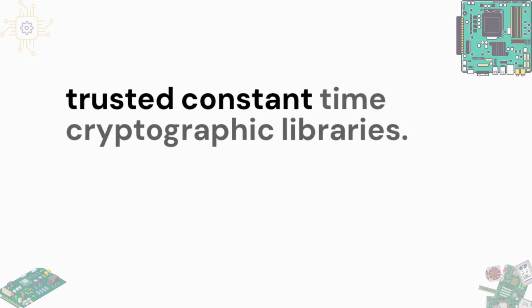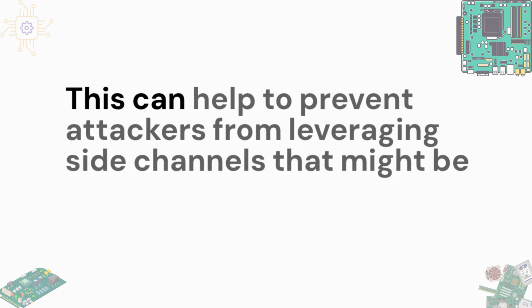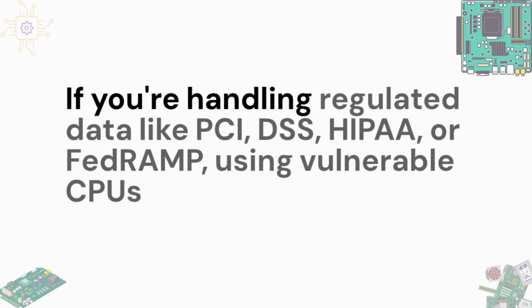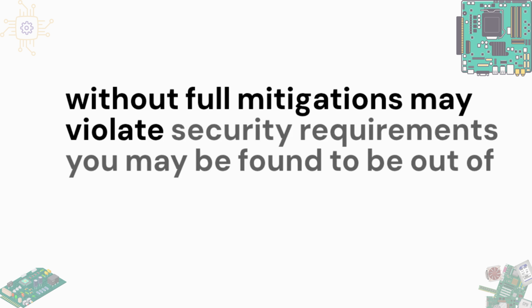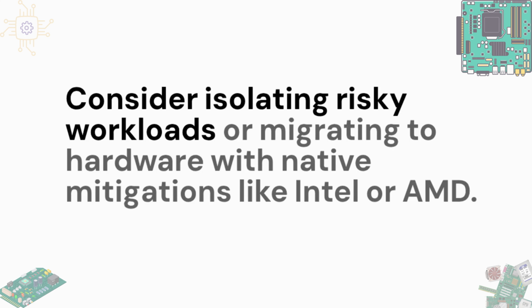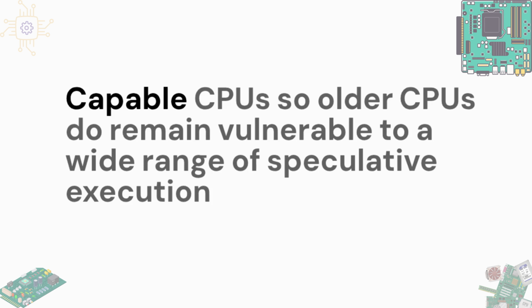And use trusted constant-time cryptographic libraries. This can help to prevent attackers from leveraging side channels that might be amplified by these speculative vulnerabilities. And consider workload migration or hardware upgrade. If you're handling regulated data like PCI DSS, HIPAA, or FedRAMP, using vulnerable CPUs without full mitigations may violate security requirements. You may be found to be out of compliance. Consider isolating risky workloads or migrating to hardware with native mitigations, like Intel TDX or AMD SEV-SNP capable CPUs.